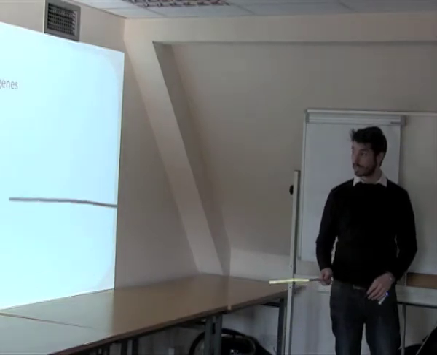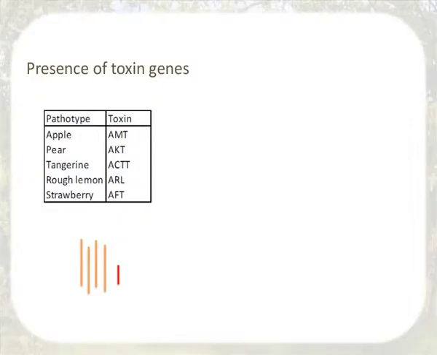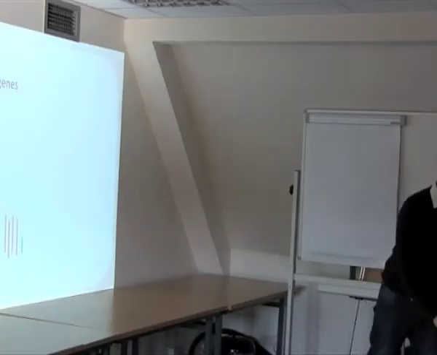So in the case of apple, it may carry an additional conditionally dispensable chromosome which allows production of an apple toxin. Whereas the pear pathotype can produce a pear toxin, which is encoded by a distinct conditionally dispensable chromosome, which may or may not be present within its genome.